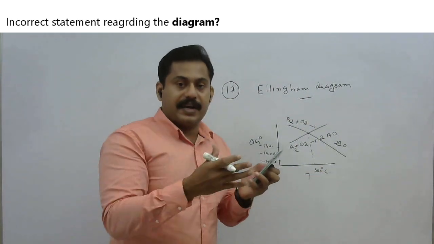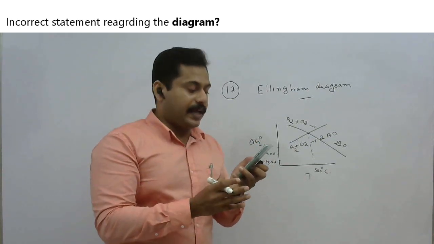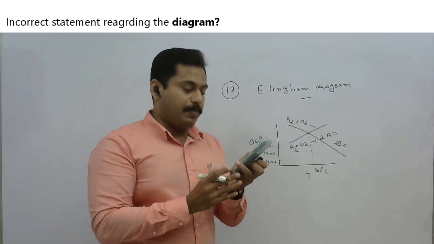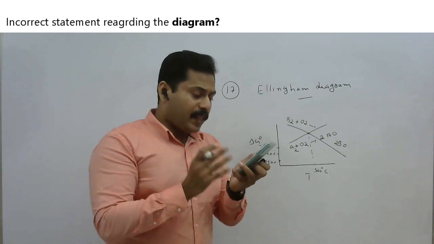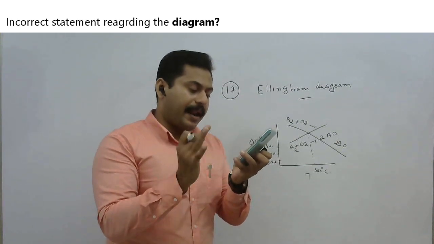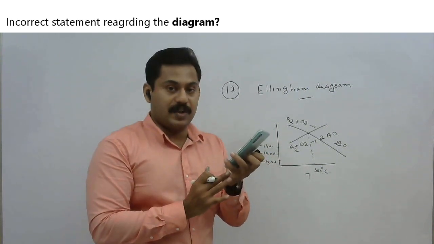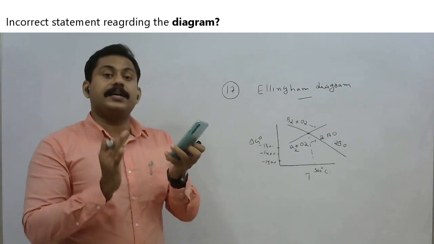Now you are given a diagram in your picture. It is clear that now you go for that. They are asking for the incorrect statement only. So which is the incorrect statement? You take option D: both carbon and carbon monoxide can reduce FeO below 800 degrees Celsius. Right? That is an incorrect statement only.